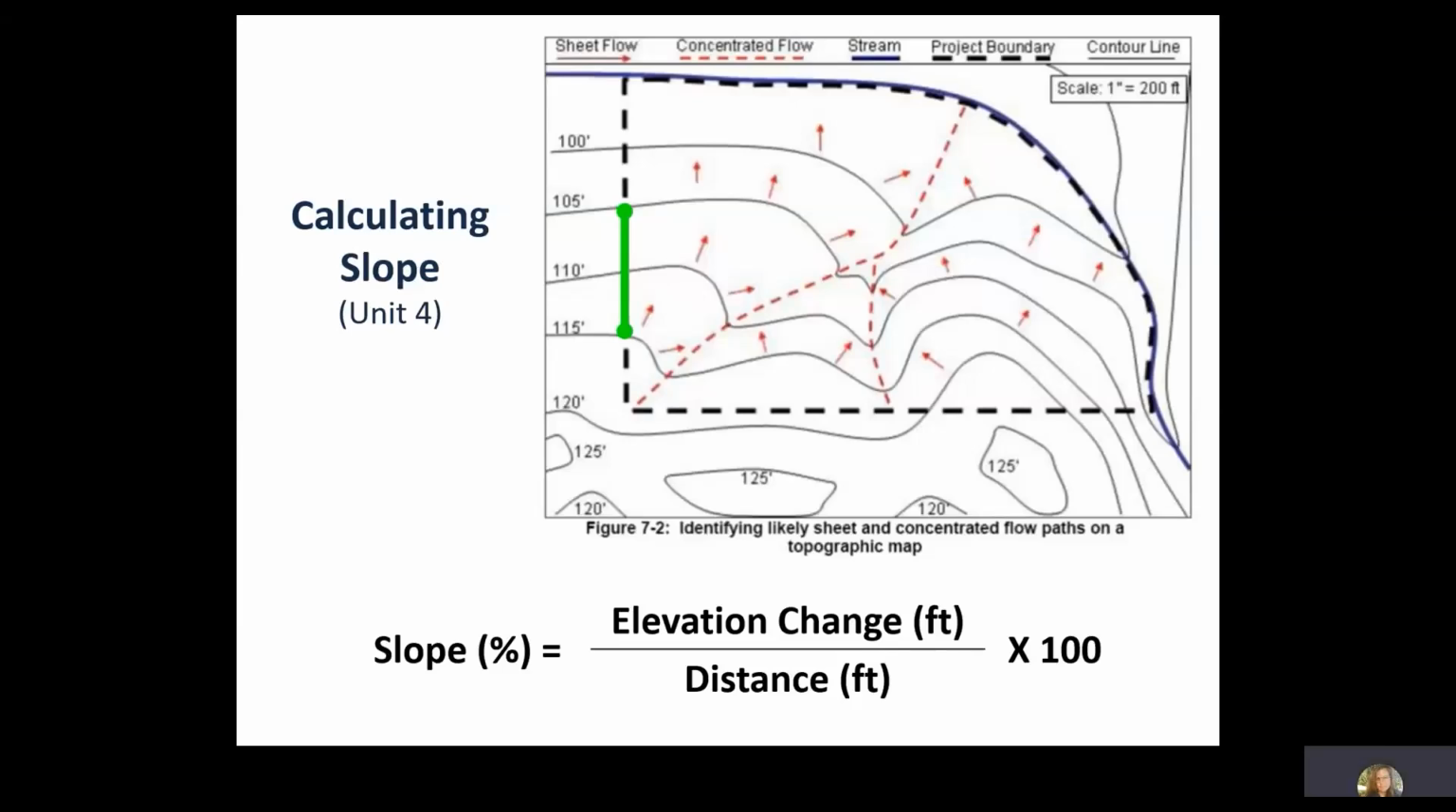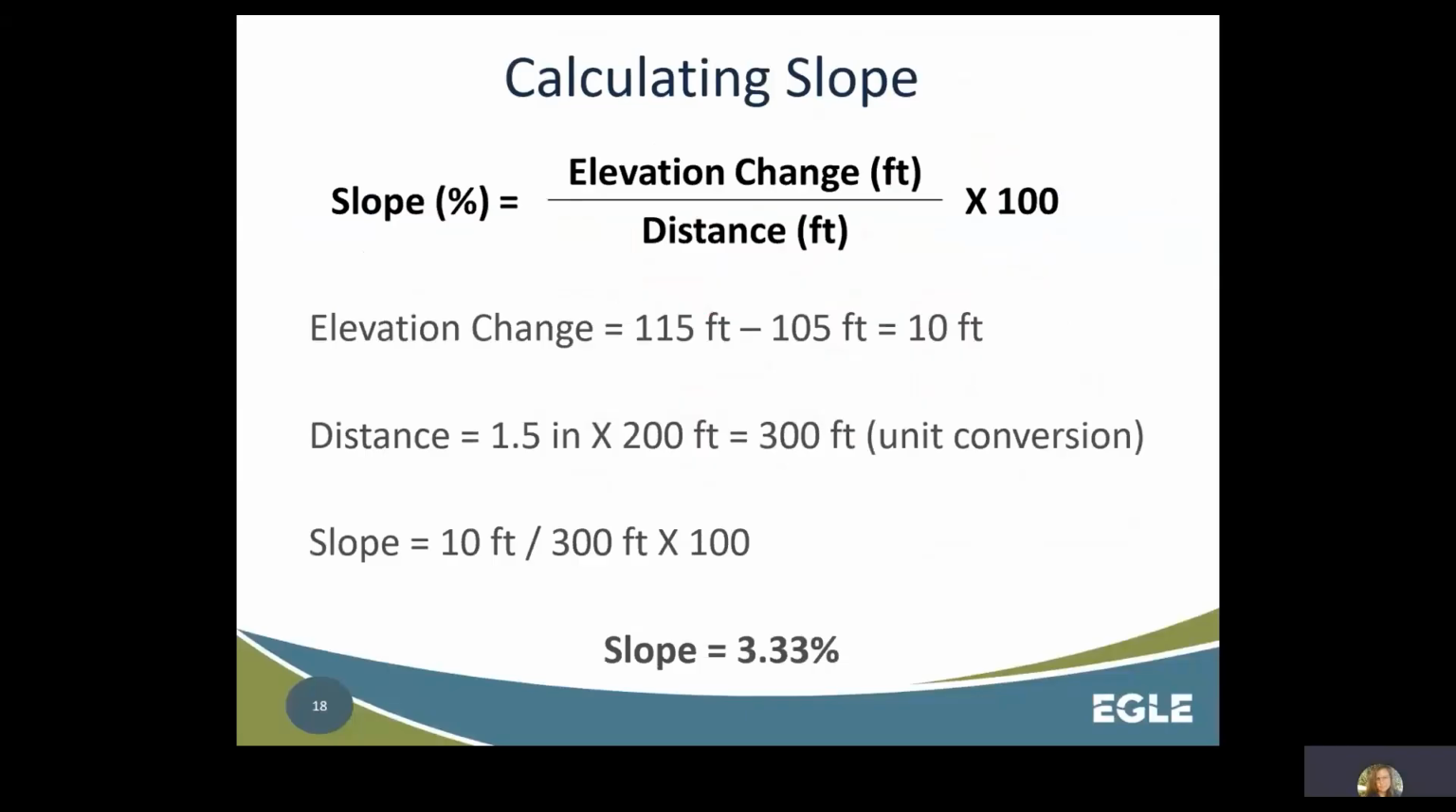We next divide the elevation change of 10 feet by the distance of 300 feet, which equals 0.033. Lastly, we multiply 0.033 by 100 to equal a slope of 3.33%. Again, here's the actual calculation that we just discussed.